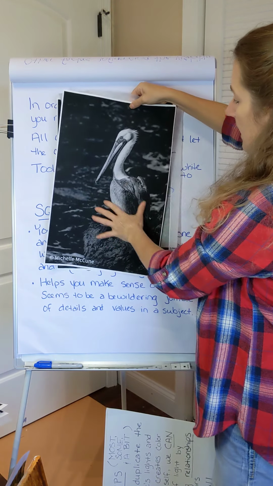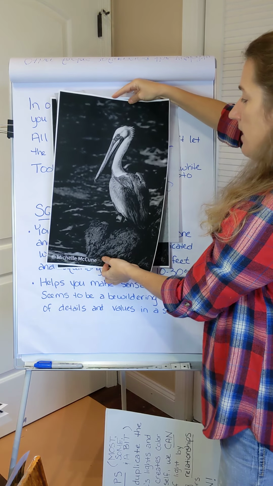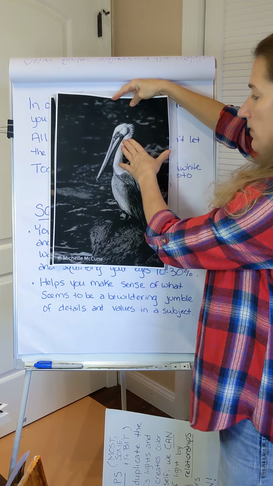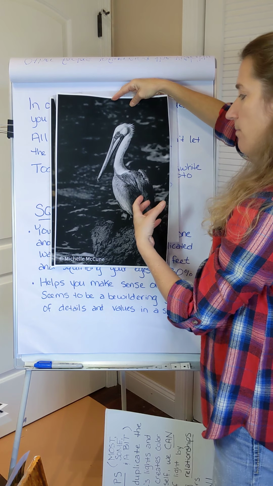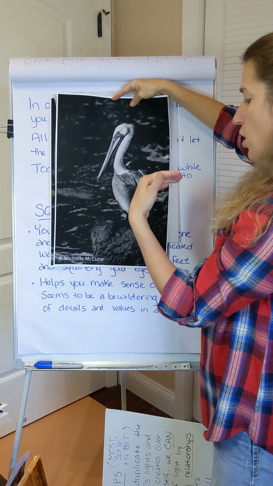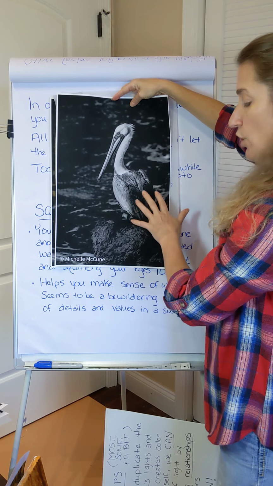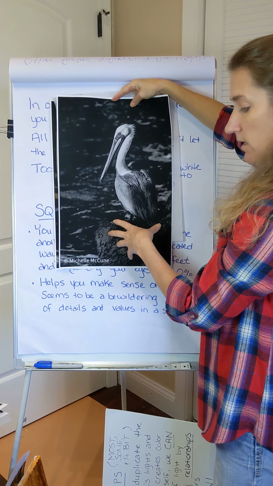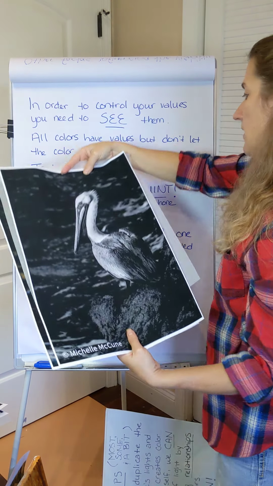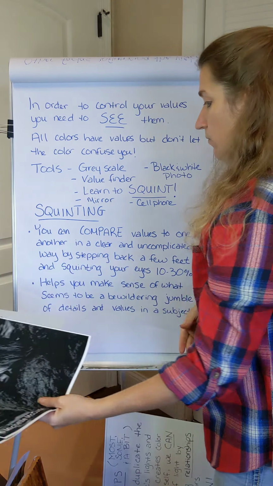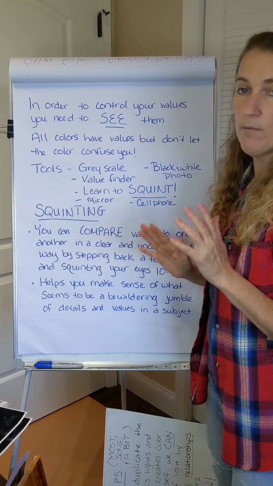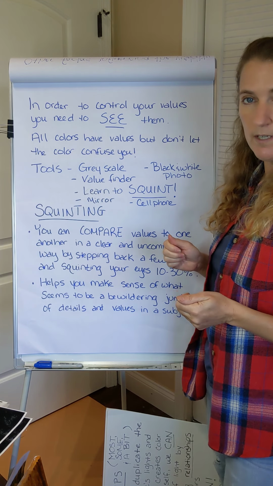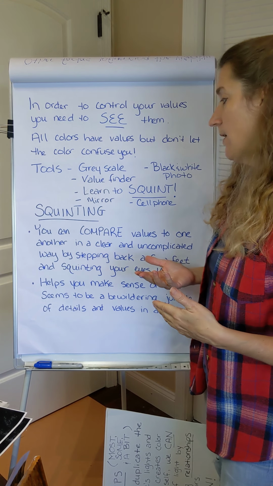So if you print it out in black and white, that takes away the confusion of the color. And then you can really compare your lights versus your darks, because value is all about stepping back and comparing what's light and what's dark. So a black and white copy of your reference material can really help you in judging this. Learning to squint, which we're going to talk about in just a minute, is probably the most valuable tool you'll have. You could also use mirrors or even take a picture with a cell phone, and sometimes you'll see things that you didn't otherwise see.